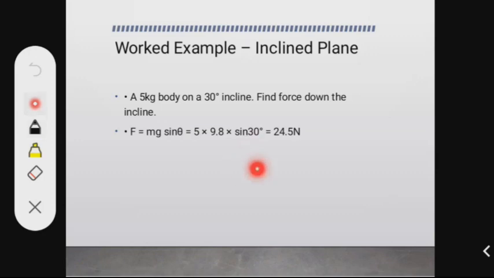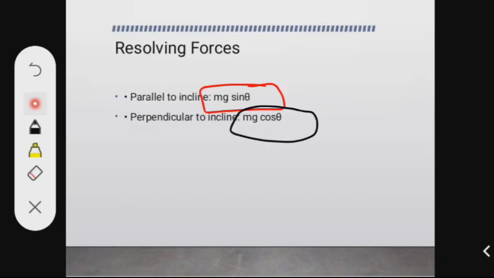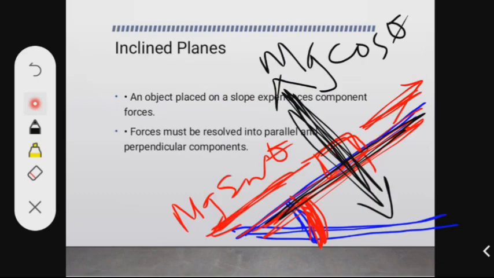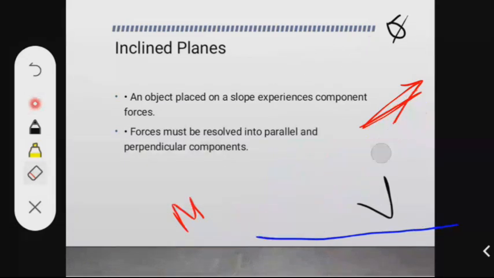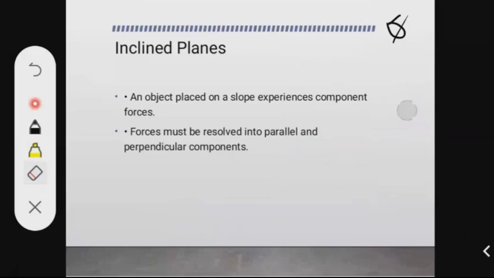Hello, sir. Please, from the diagram you showed, I didn't understand how the force is perpendicular to the inclined plane. Okay, the angle has to be 90 degrees. Let me erase everything and show it clearly again.